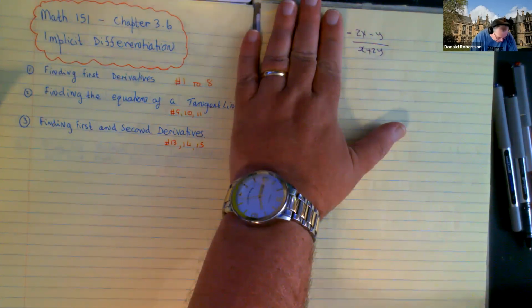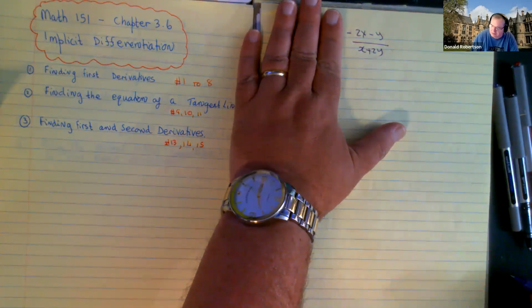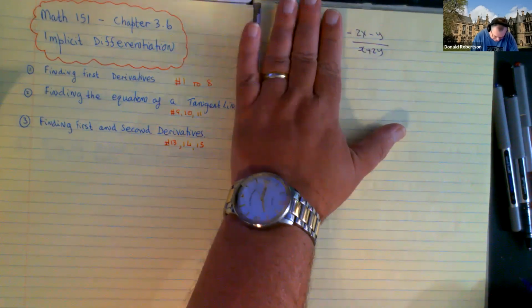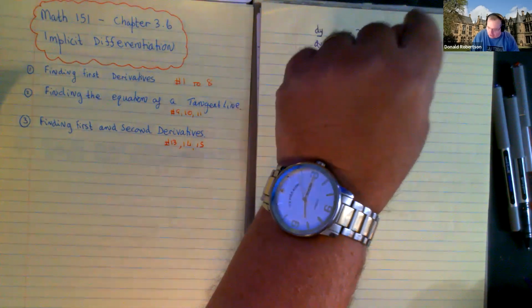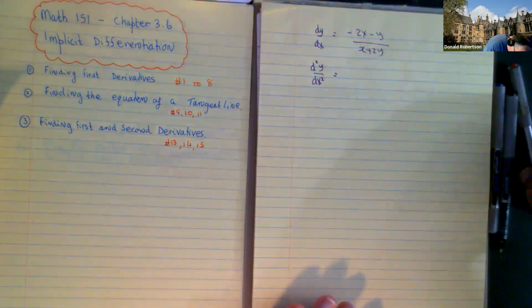And remember yesterday I said, look, fractions are horrible. If you can find a way of not having a fraction, like cross multiply, whatever it is, do it. You can't avoid it when you do second derivatives. You're going to have a fraction, you're going to have to deal with it, which means I'm going to have to use the quotient rule.